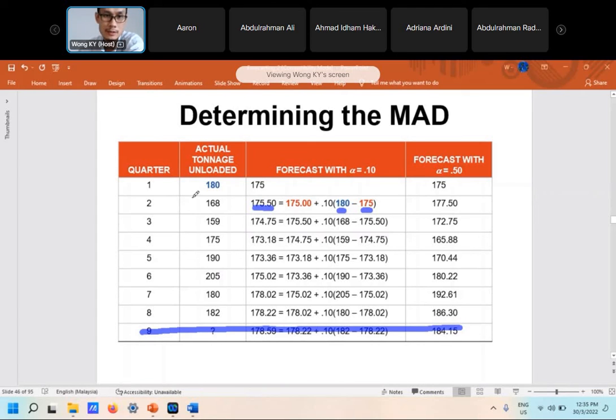So this data shows 8 periods of data. It shows the actual demand of tonnage unloaded. And we make the forecast using 2 alpha values. So we calculated the forecast already. Now we want to know whether this is better or this is better. One of the ways to know which one is better is to compute MAD, mean absolute deviation, and see which one gives us a smaller MAD.